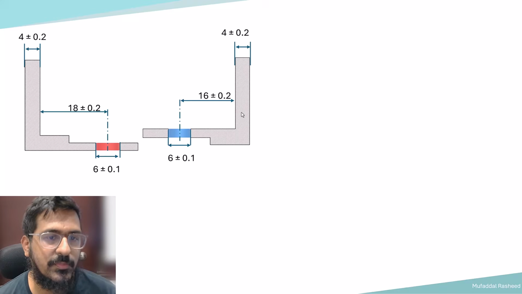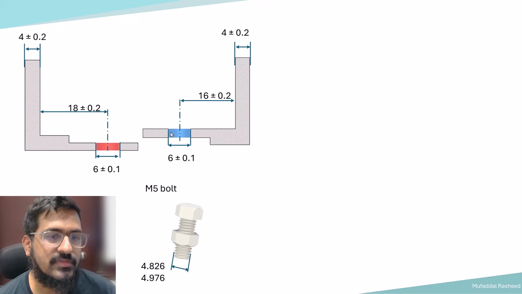Similarly, on the blue color part, the size and the tolerance is the same. The location of the hole is 16 plus or minus 0.2 and the thickness specifications are the same. And we are having an M5 bolt which is used to connect these two plates. The major diameter of the M5 bolt varies from 4.826 to 4.976. This is just a reference range. Of course, this can vary depending on the manufacturer of the bolts.